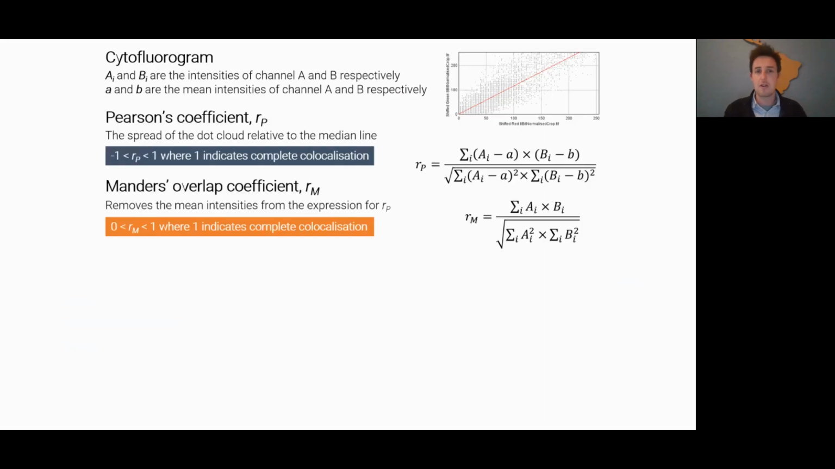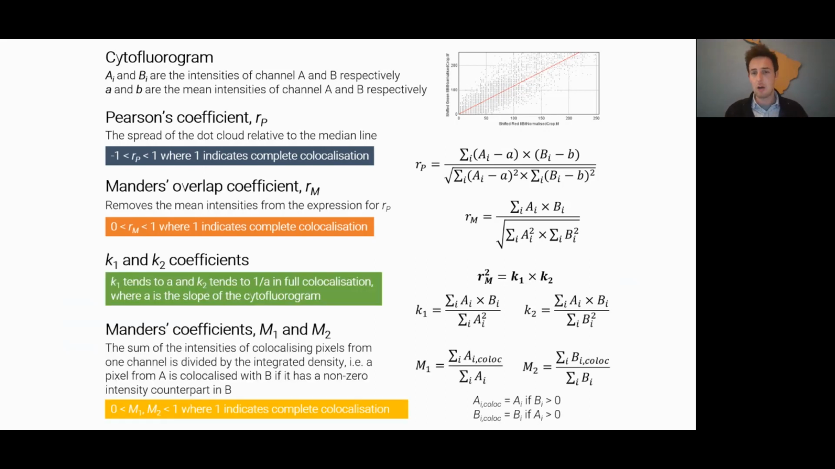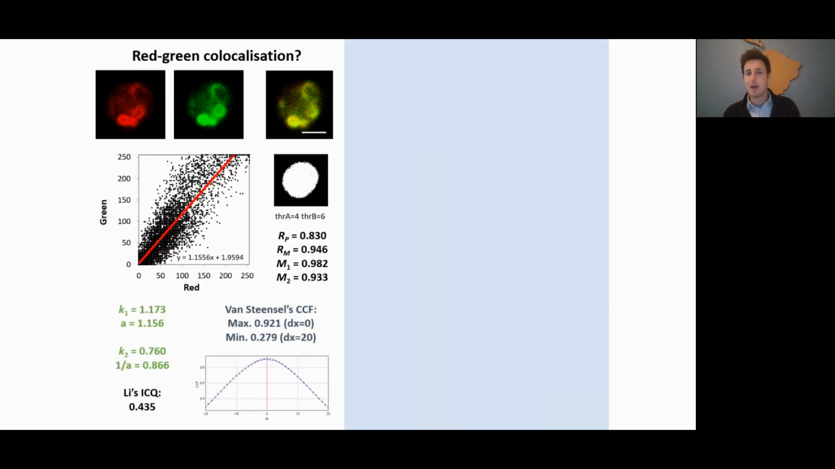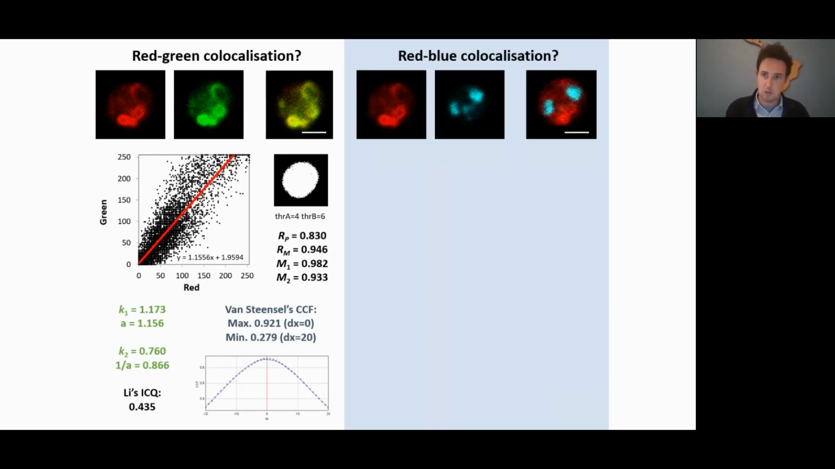There's the cytofluorogram. There are these fantastic correlation coefficients, Pearson's and Manders', and really great tools like ImageJ that can help you to get these numbers. And then when you have a case like red-green colocalization, are my signals, my channels overlapping? It looks like they do, but can I show that in a quantitative way? Then you can really get the numbers that will back up these suspicions you may have.